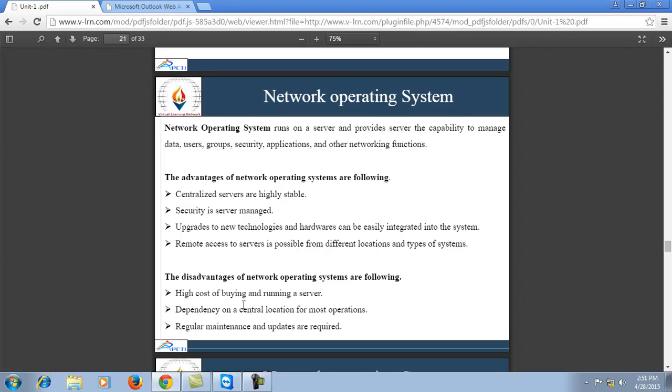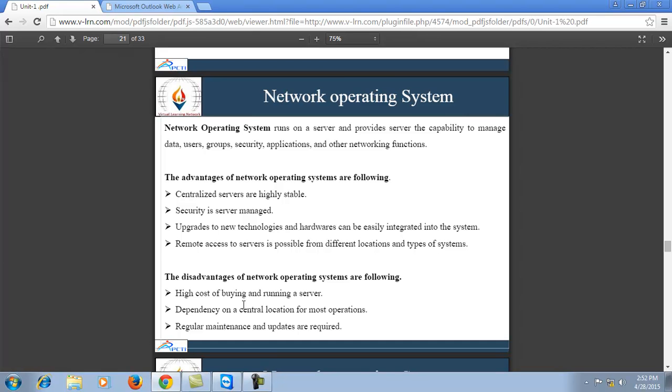The disadvantages of a network operating system are the following. First, the high cost of buying and running a server. To establish a network, I told you, we require a number of network devices. The first is buying and running the server. A server is very costly to establish in a particular network. Second, dependency on a central location for most operations. Many kinds of operations can be performed and controlled only by the server, that is the central location.